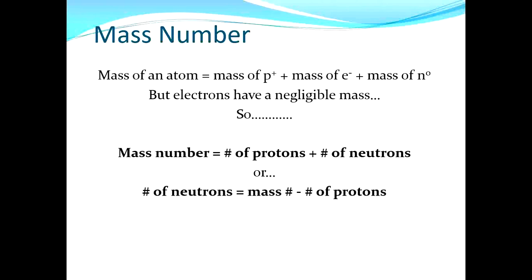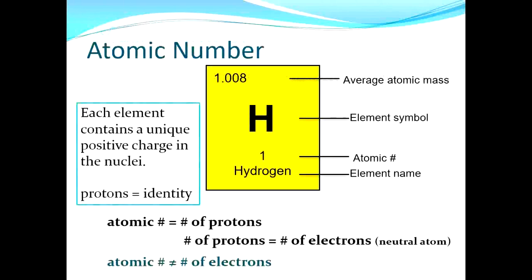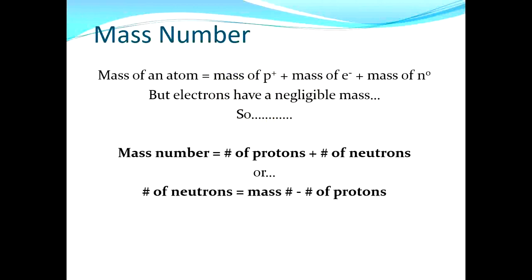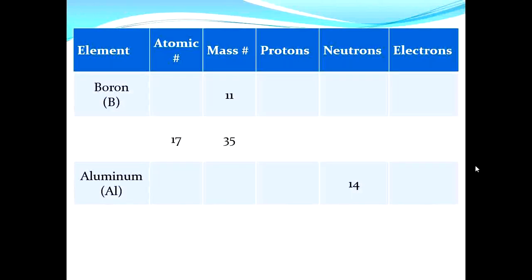Now, the difference between the mass number and the average atomic mass is that one is a decimal and the mass number will be a whole number, and we will discuss the average atomic mass in a future video. So the mass number again is equal to the number of protons plus the number of neutrons. You can also change that around so that we can figure out the number of neutrons, which is the mass number minus the number of protons. Remember what tells you the number of protons? It's the atomic number.